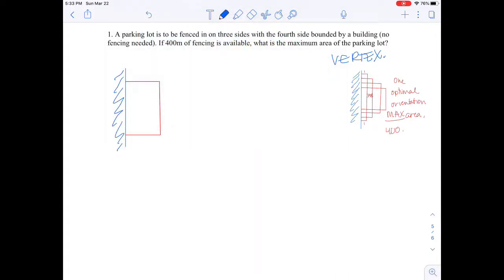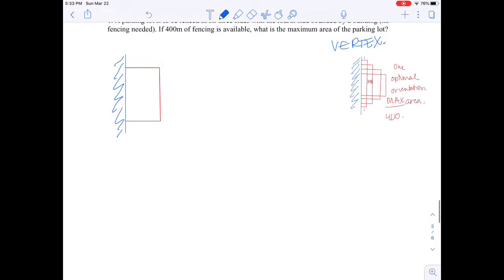So what we're going to do is let some variable, let's call it W, represent the width of the parking lot. And if we do that, and we know that we have 400 meters of fencing, that leaves us 400 minus 2W for this third length.